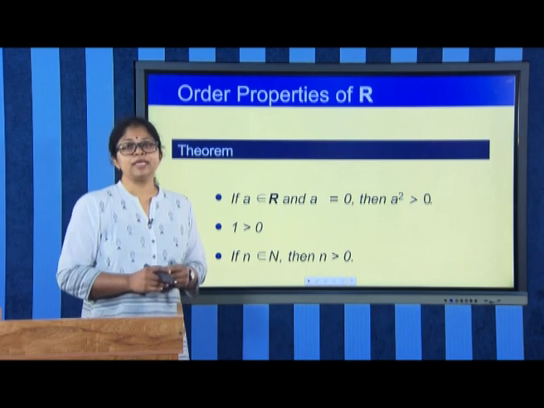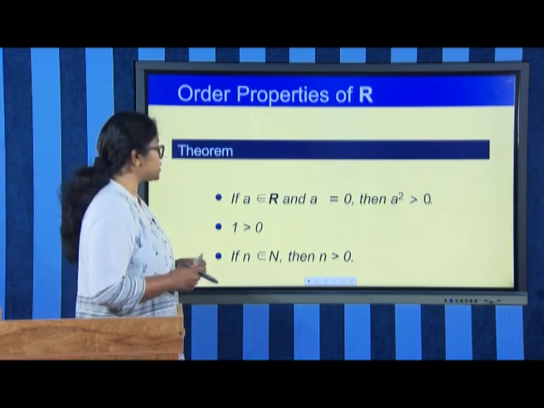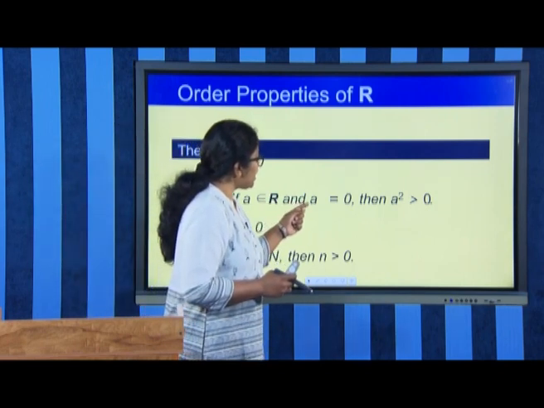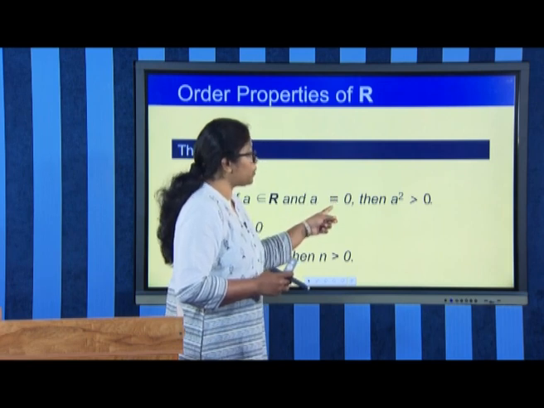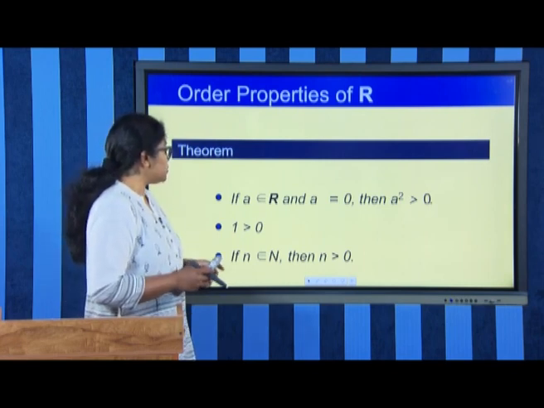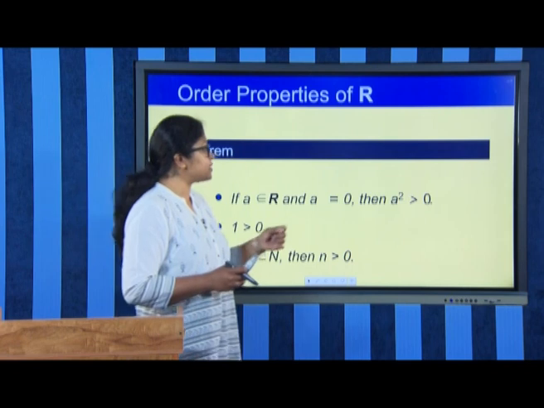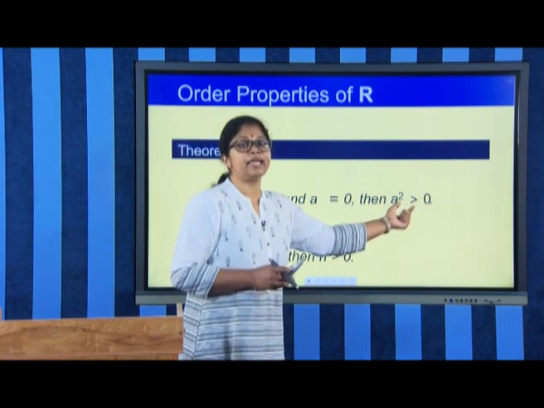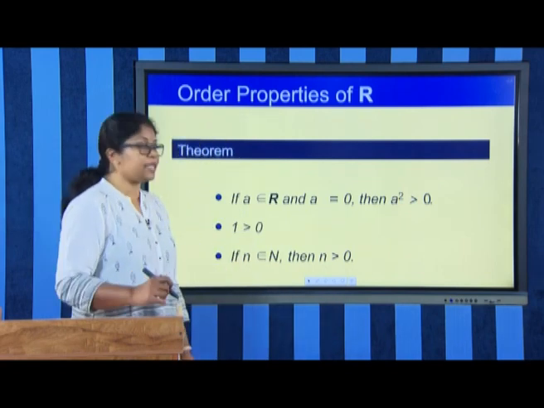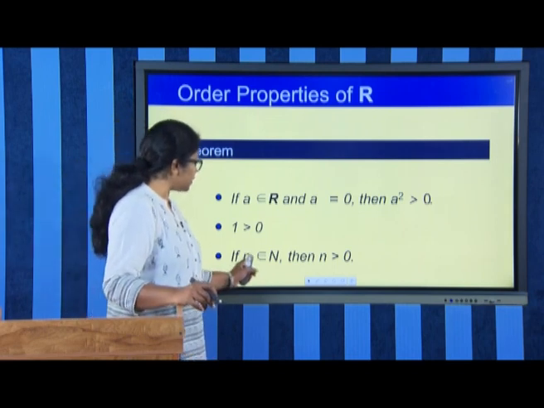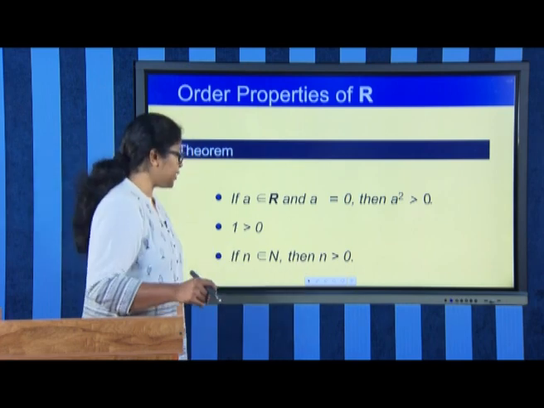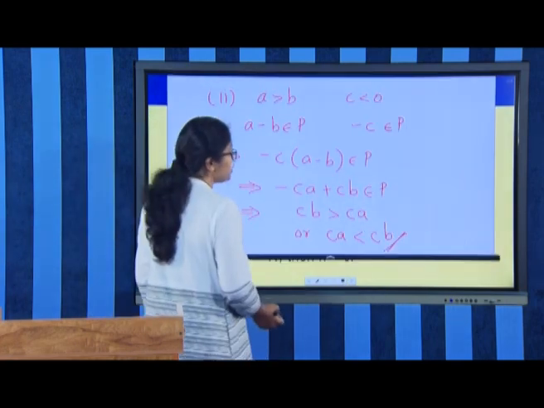The next theorem is a very important result which shows that if A is a real number and A is actually not equal to 0, then A square is greater than 0. So, if A belongs to the set of all real numbers, then the square of a real number is definitely greater than 0. Then we have the second result saying that 1 is greater than 0, and third one, if n belongs to the set of all natural numbers, then n is greater than 0. So, let us look at the proof one by one.